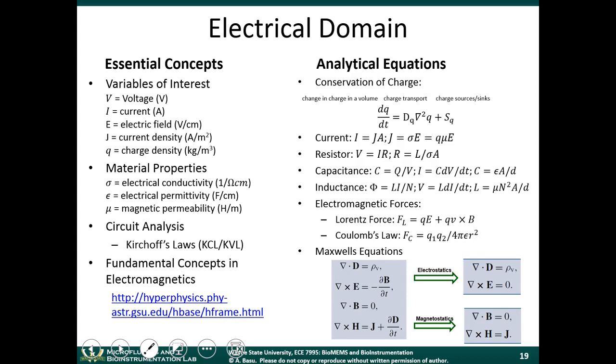The relevant material properties that we're often concerned with: if we're dealing with the movement of charge through a material, we're interested in how conductive that material is, the electrical conductivity. If we're interested in seeing how much charge something can store, we look at the electrical permittivity. This determines capacitance. The magnetic permeability determines the inductance of a material, and it also has to do with how electromagnetic waves propagate through a medium.